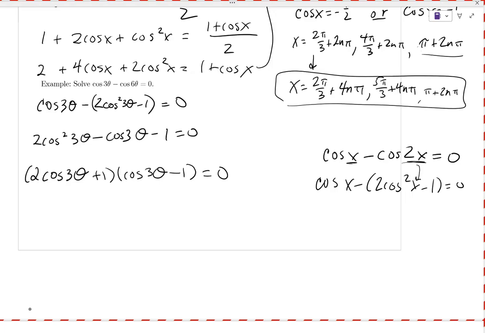We're just using the cosine 3 theta as the variable. I need 2 cosine squared of 3 theta, so one of them needs to be 2 cosine 3 theta, and the other one's cosine of 3 theta. I need a +1 and a -1, so I play with the signs. And I use the -1 with the cosine and the +1 with the 2 cosine. That should make everything work out nicely.